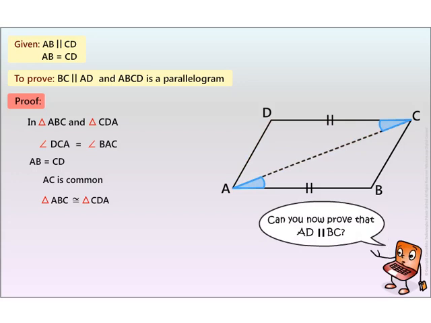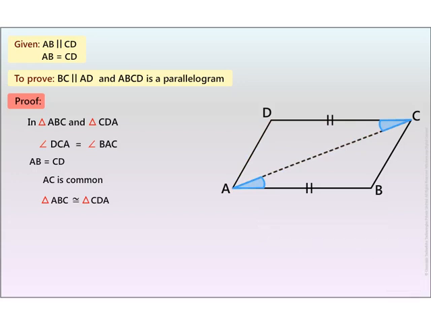Can you prove that AD is parallel to BC? Since the triangles are congruent, angle DAC is equal to angle BCA. Since AC is the transversal and alternate angles are equal, we can conclude that AD is parallel to BC. This implies that ABCD is a parallelogram.